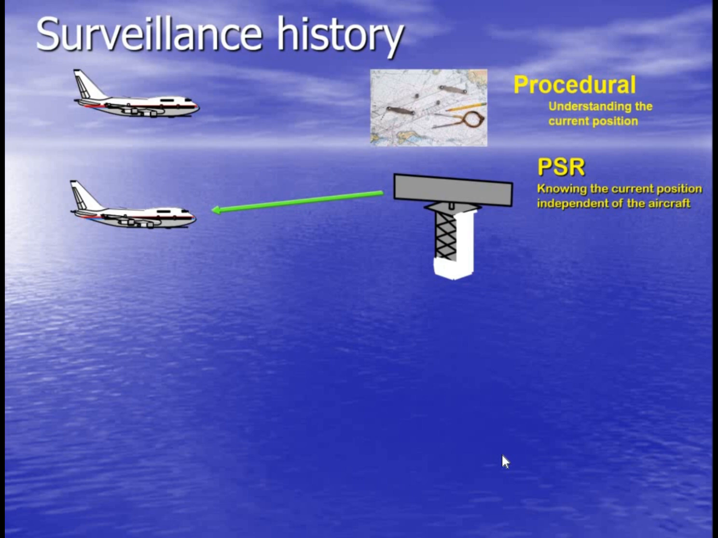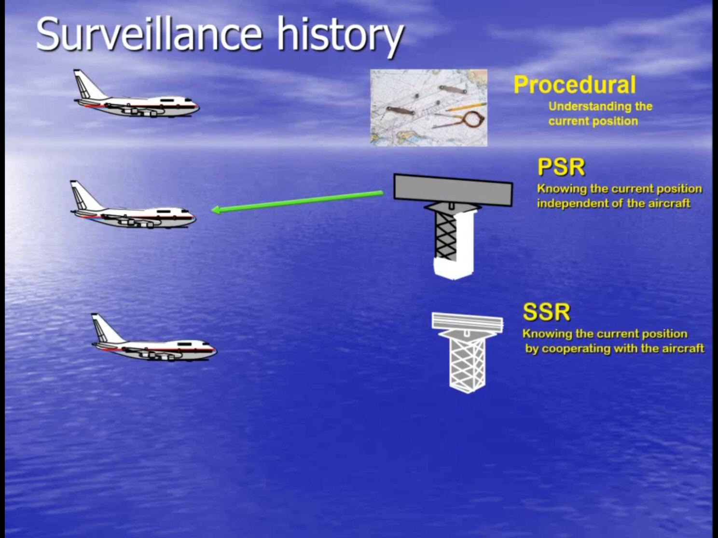Now, the need to be able to identify aircraft more easily and reliably, especially in a crowded airspace, led to the development of what we now know as the secondary surveillance radar, or commonly known as SSR. It relies on a piece of equipment on board an aircraft known as the transponder.